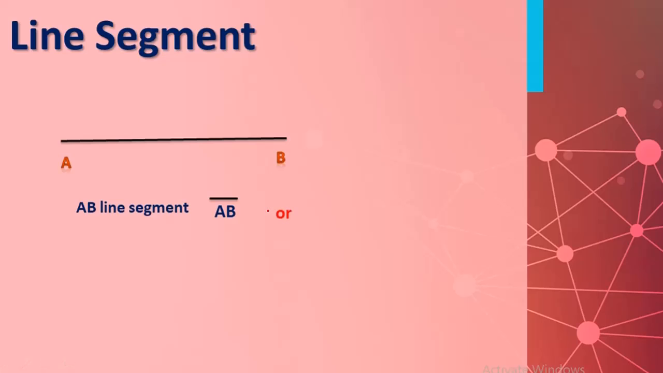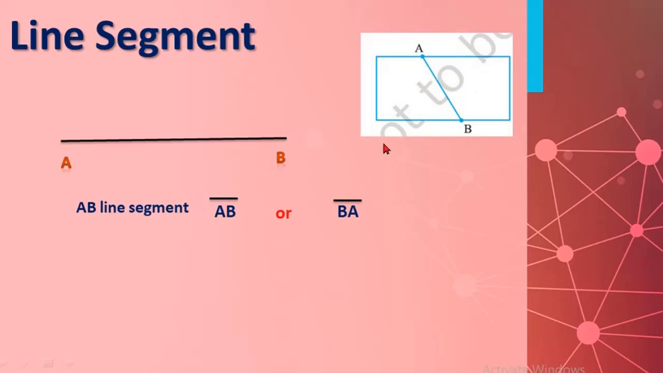Or we can write down AB, as these are the two endpoints A and B. We can write it AB, or we can also write it as BA, and we can name it as BA line segment also. So both are vice versa. So this is a figure. You can see this is a rectangle, and A and B are two points on the rectangle, and this line connects point A and point B. So here AB is a line segment.